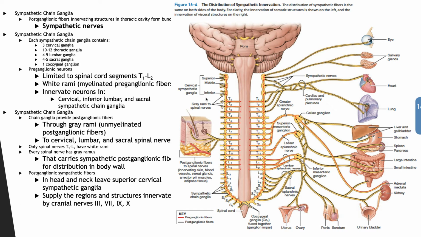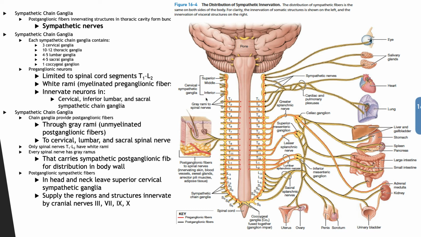The next figure provides a more detailed view of the structure of the ganglion chain and the sympathetic division as a whole. The left side of the figure shows the distribution to the skin, to the skeletal muscles, and the tissues of the body wall. The right side shows the innervation of visceral organs. Each sympathetic chain contains 3 cervical, 10 to 12 thoracic, 4 to 5 lumbar, and 4 to 5 sacral ganglia, plus 1 coccygeal ganglia. The numbers vary because adjacent ganglia sometimes will fuse.